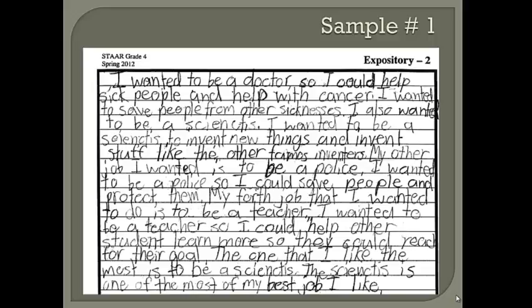My fourth job that I wanted to do is to be a teacher. I wanted to be a teacher so I could help other students learn more so they could read for their goal. The one that I like the most is to be a scientist. The scientist is one of the most of my best job I like.